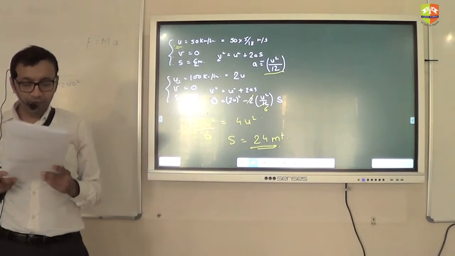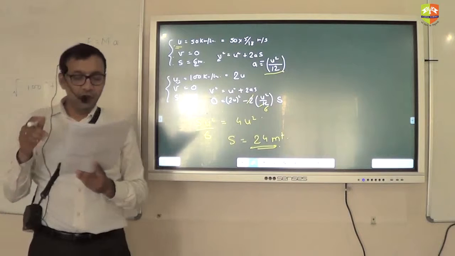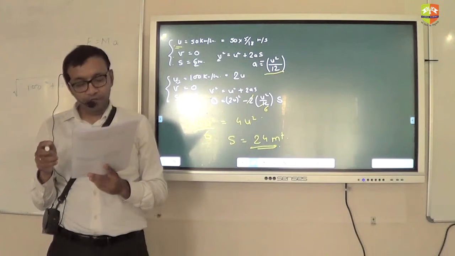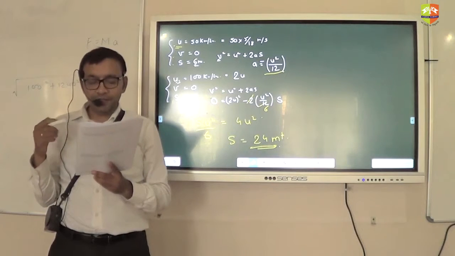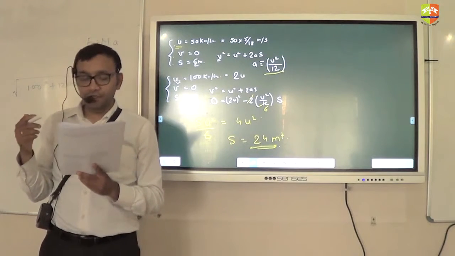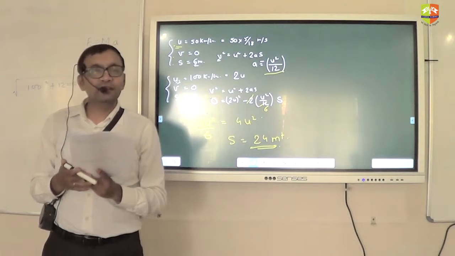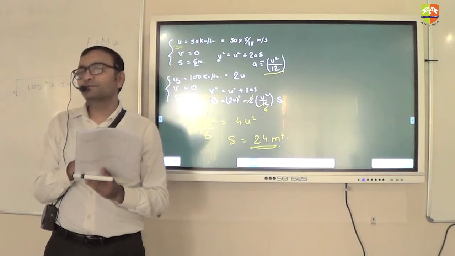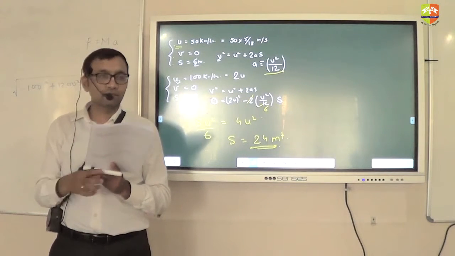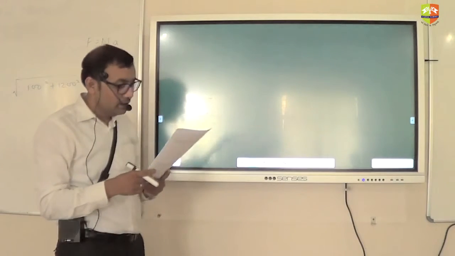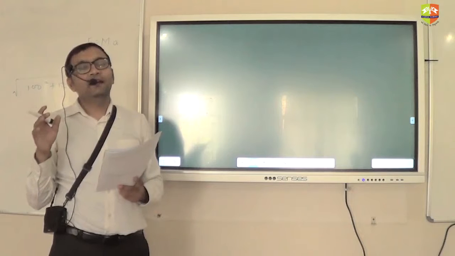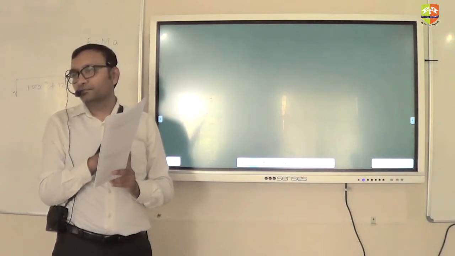A particle moving with uniform acceleration travels 24 meters and 64 meters in first two consecutive intervals of 4 seconds. Initial velocity is asked. Can anybody solve this? Okay, you have a difference. See, have you attempted this?